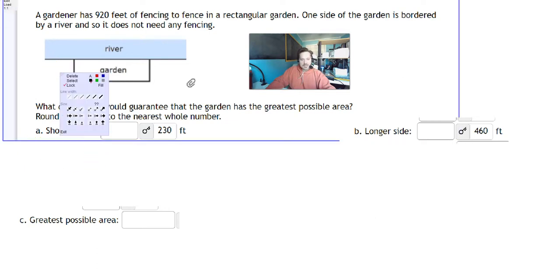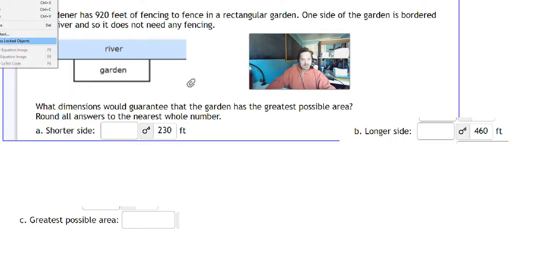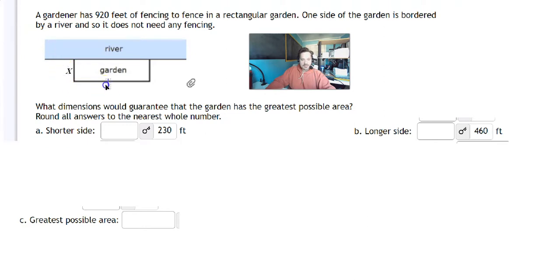What you can do is you can label things. Call, for example, this x and call this y, and call this x because it's the same thing. Remember, back here along the river, we don't need fencing because the river functions as a natural fence.